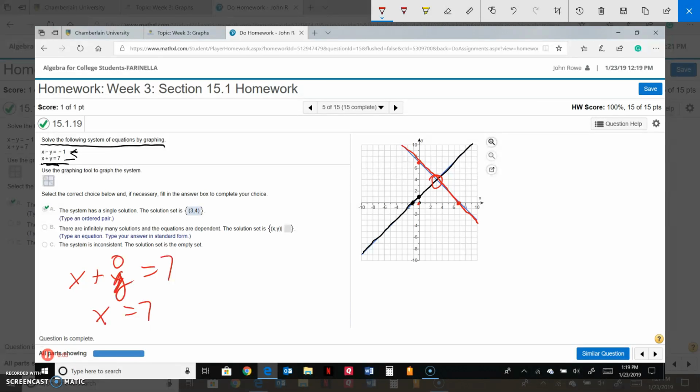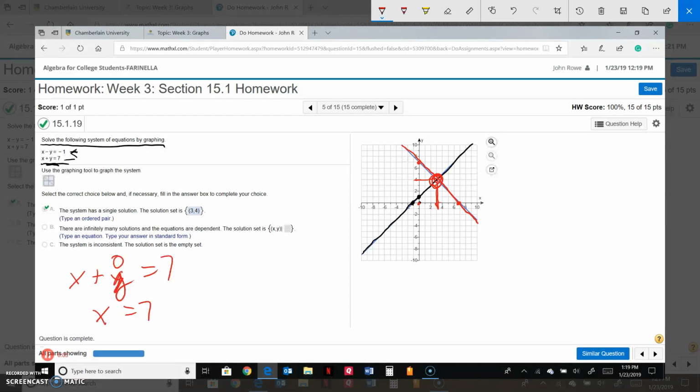And here's our intersect point right here. Looks like it's at 3 and 4 right here and right here. That's our solution set where these 2 points intersect.